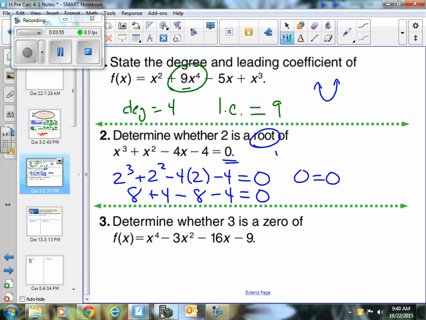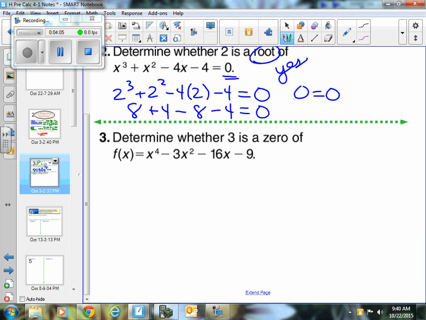What does that tell me? Well, sure, it's a root. That means the point (2, 0) is a point on the graph. It's a solution to that equation where it's crossing the x-axis. It's an intercept. A root just means that when you plug that value of x in, it makes the function 0. So determine whether 3 is a 0 of this.